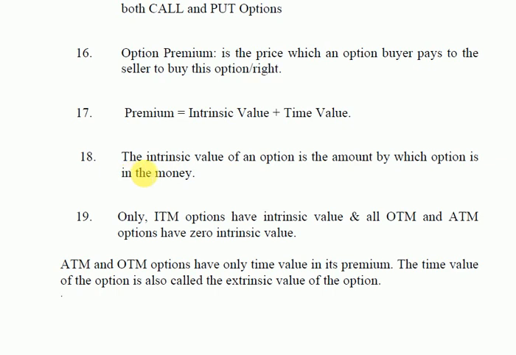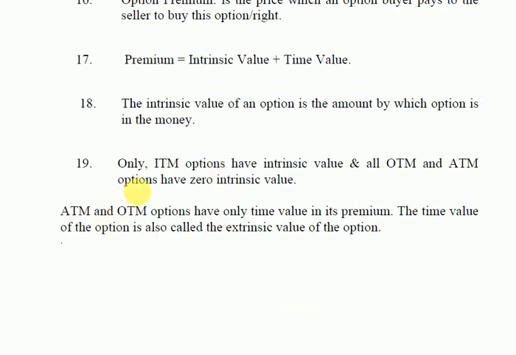Next, the intrinsic value of an option is the amount by which option is in the money. Only ITM options have intrinsic value and all OTM and ATM options have zero intrinsic value. ATM and OTM options have only time value in its premium. The time value of the option is also called the extrinsic value of the option.